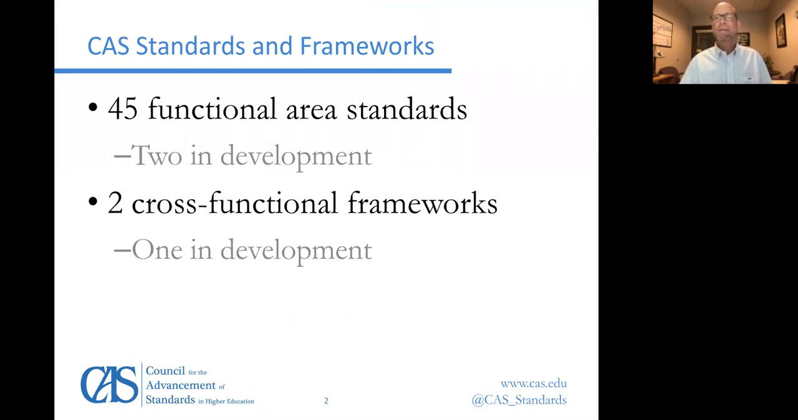First, when we talk about the CAS standards, we're typically talking about the functional area sets of standards. There's not one standard for functional areas, but rather there are a set of standards for each functional area. We have 45 of those right now. We have 2 that are just being developed. One is on case management and one is on sustainability.